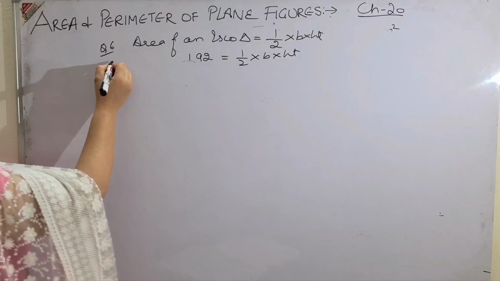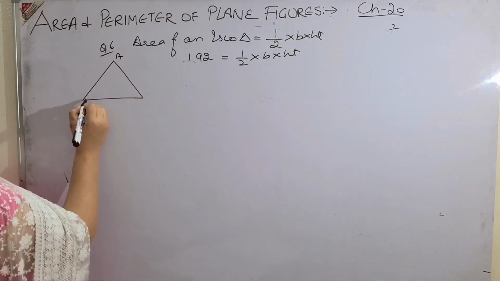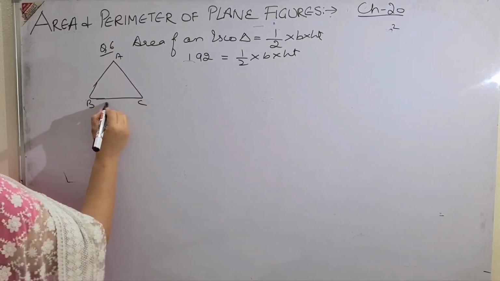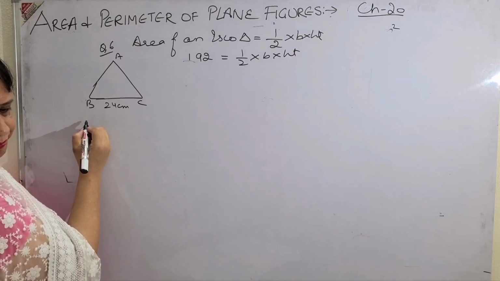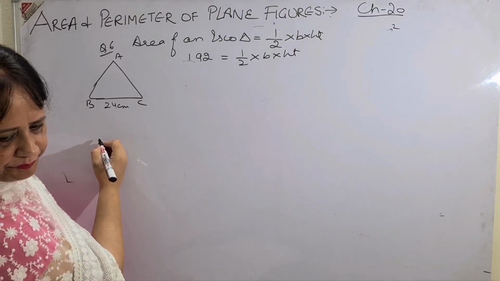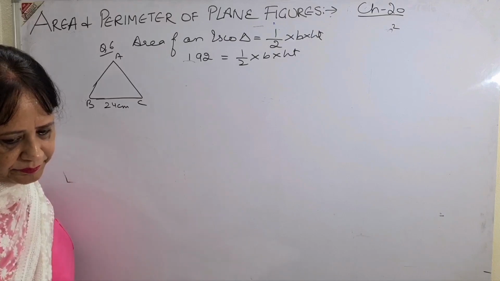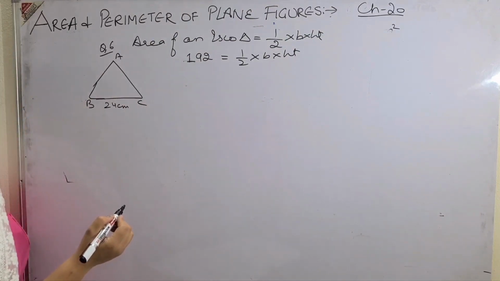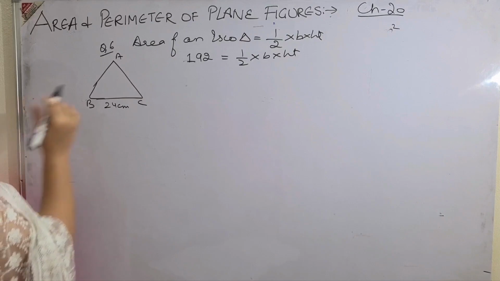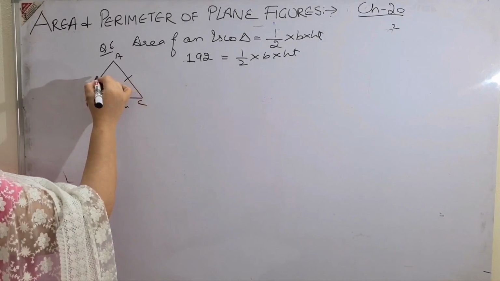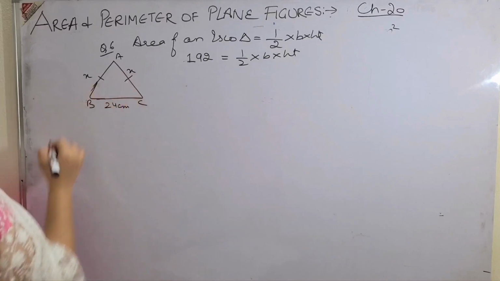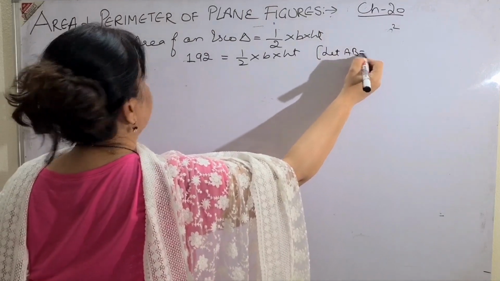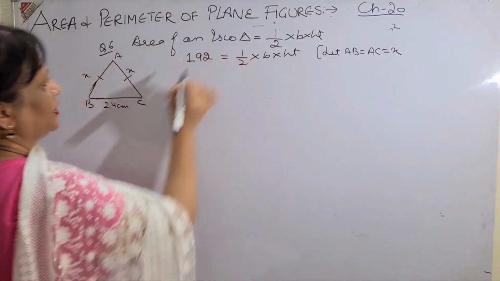They said that ABC is an isosceles triangle in which the base is 24 centimeter, and I have to find the perimeter, and the area is given to be 192 square centimeter. So see, 24. Now I don't know the sides which are equal because it is an isosceles triangle. So let AB is equal to AC is equal to x, given it is an isosceles triangle.